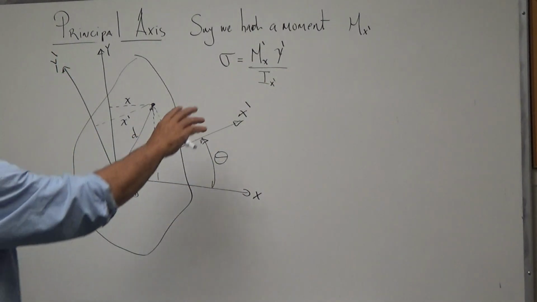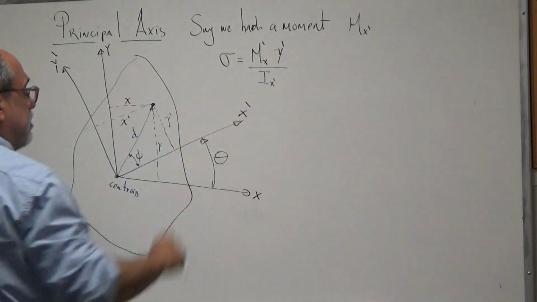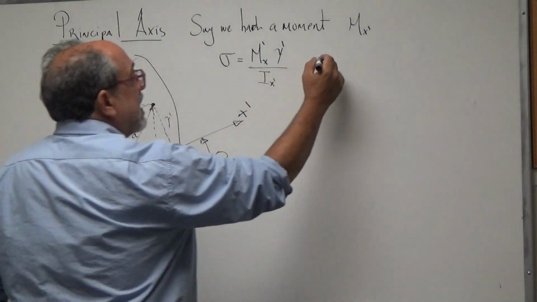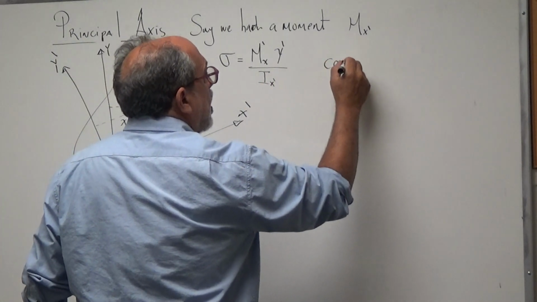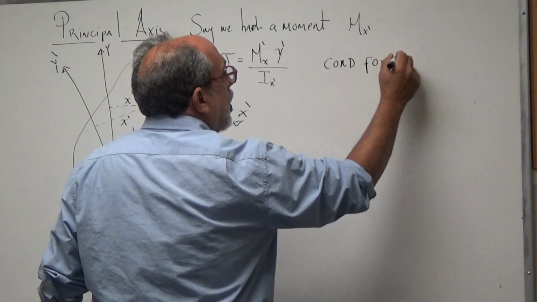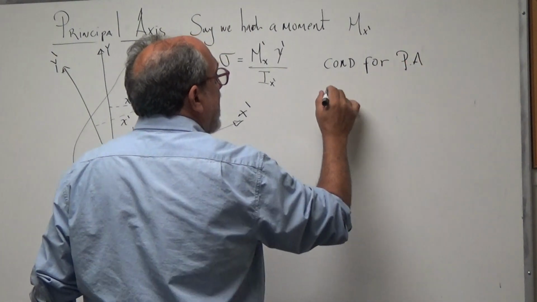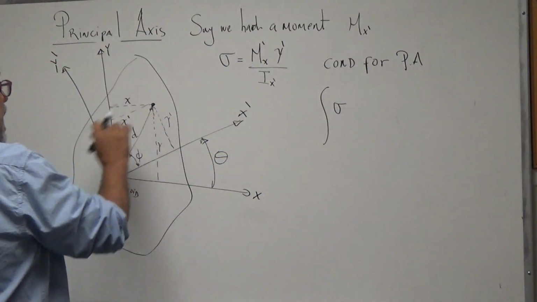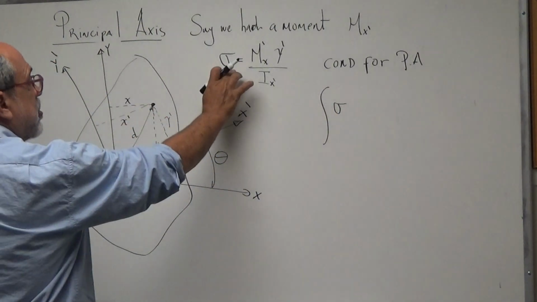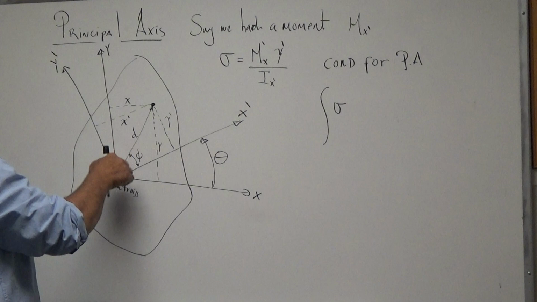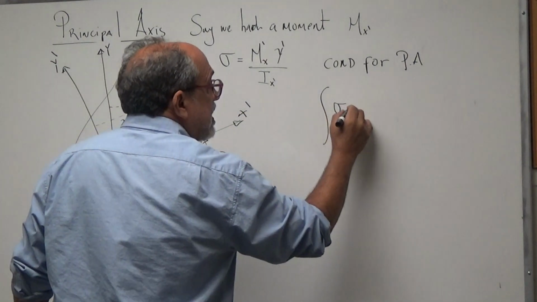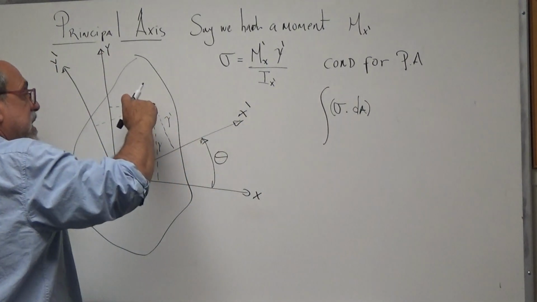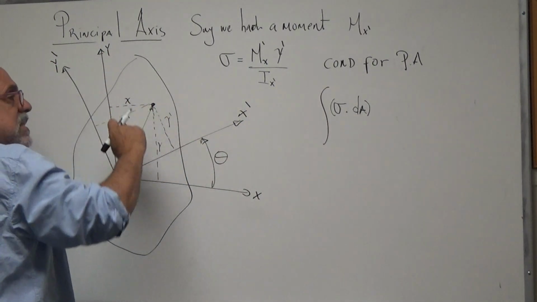So what we want to say is that the condition for a principal axis is that the integral of that stress sigma, multiplied by what is the moment of that stress about the y prime axis, is that stress times dA, which is a small force that takes place here, multiplied times the distance x prime.